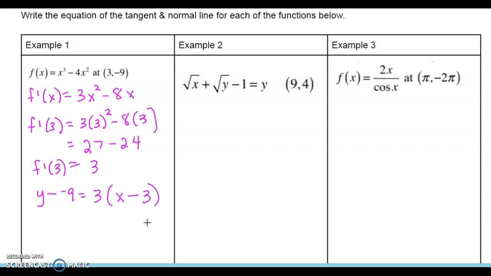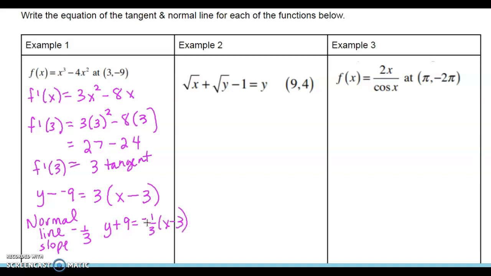Okay, so now if I want the normal line, I'm going to write normal line. If our tangent slope is 3, we need the reciprocal, which is 1/3, and we need the opposite sign. So this would be my normal line slope. Everything else is going to be similar. We would have y, it's still at the same point, and we just substitute the different slope. Okay, so that's it.